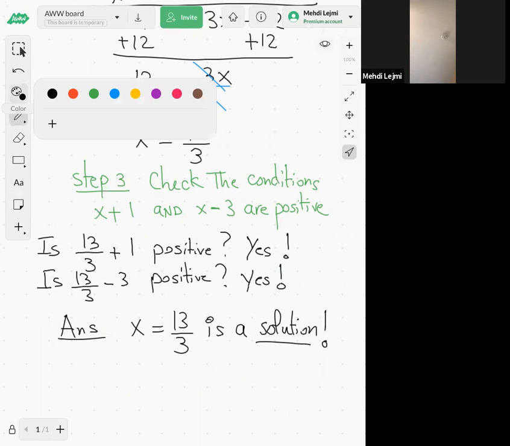Guys, if you answer no to one of these two questions, so if you say no here or no here, then actually the solution set is empty. There will be no solution. If 13 over 3 plus 1 is, for some reason, negative, then you have to reject the solution, and so the answer would be there is no solution. So both the x plus 1 and x minus 3 must be positive. If one of them is negative, then you have to reject the solution and there will be no solution. Make sense to you guys?